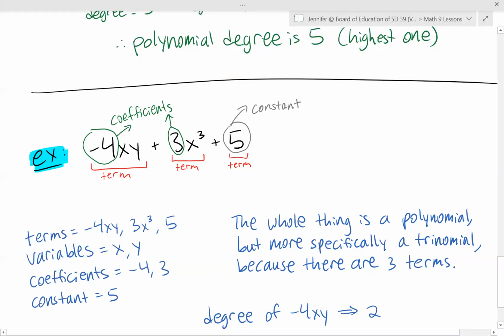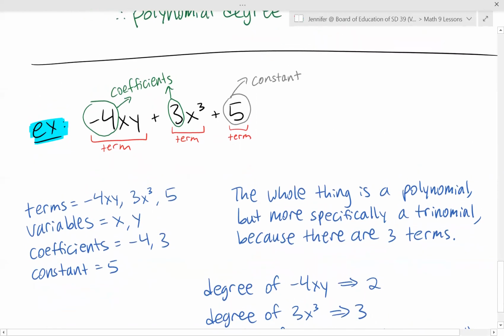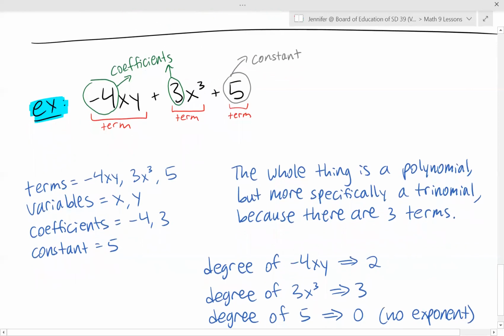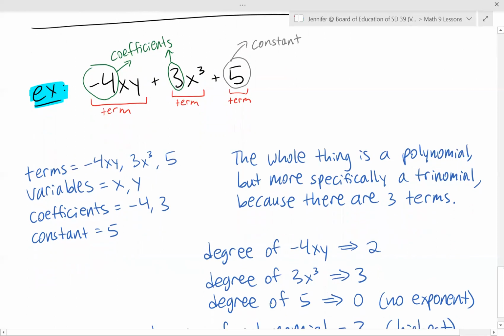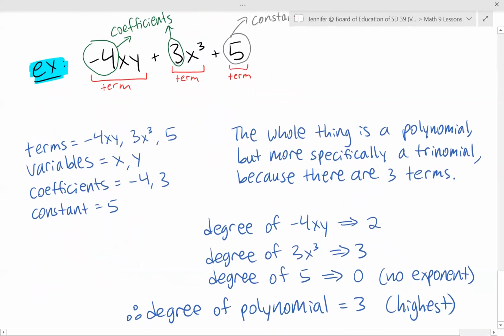So we've got all of that. And then the only thing left is the degree. So we would find the degrees of the individual terms. So the first degree is going to be degree 2 because we add up the invisible ones on both of the X and Y. The degree of the second term is 3, and the degree of the last term is 0 because there's no exponent. So then we pick the highest one, and that's the degree of the polynomial. So the highest one is 3, so therefore the degree of this polynomial is 3 because that's the highest value.